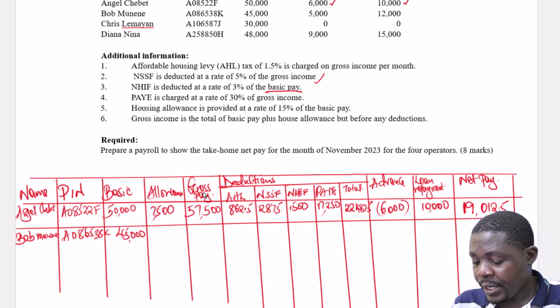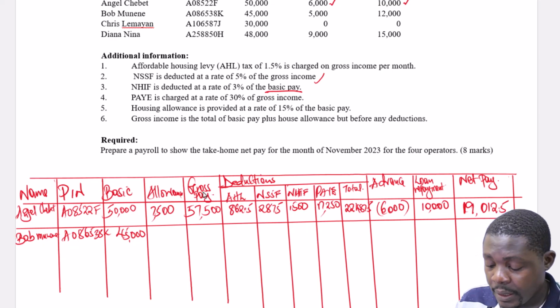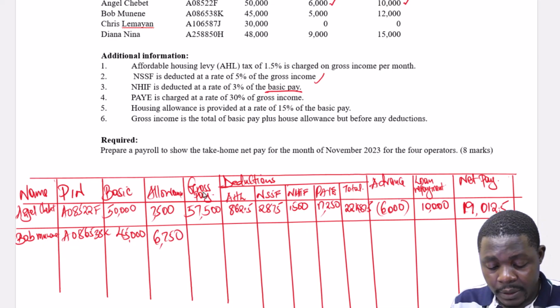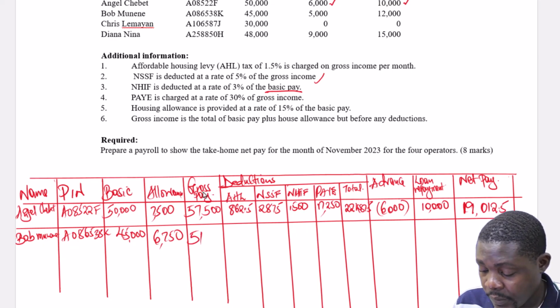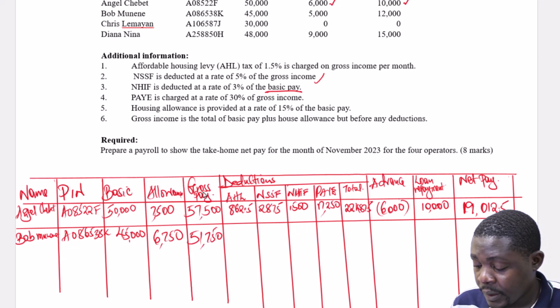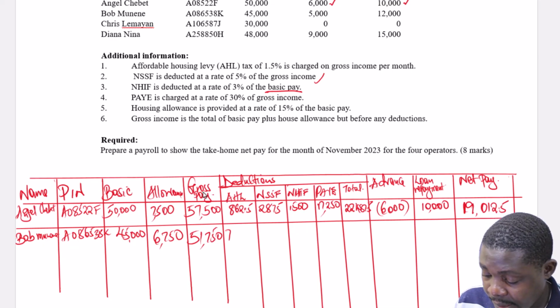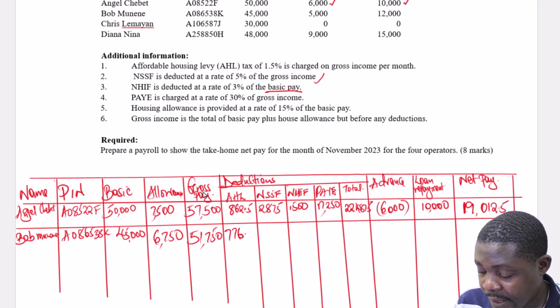House allowance was being given 6,750, and the gross that we come to is 51,750. Then we start with housing levy. This one we multiply by 1.5. The answer we divide by 100. We get 776.25.